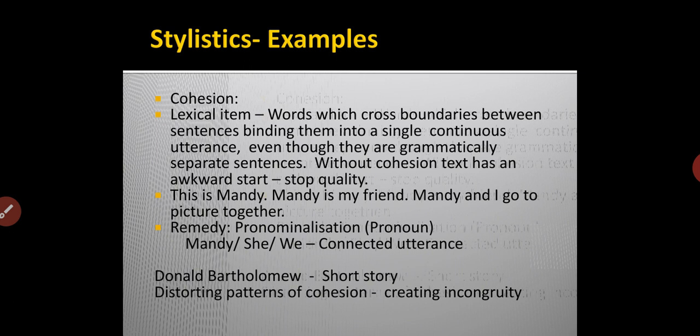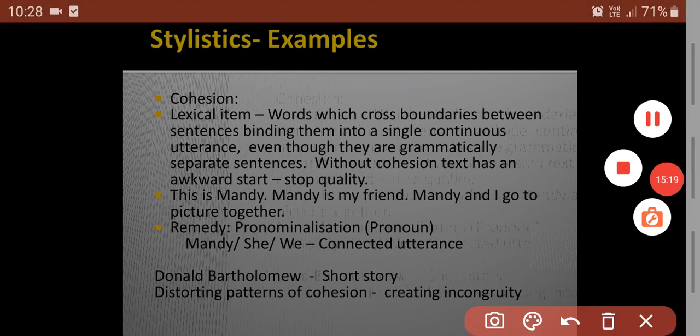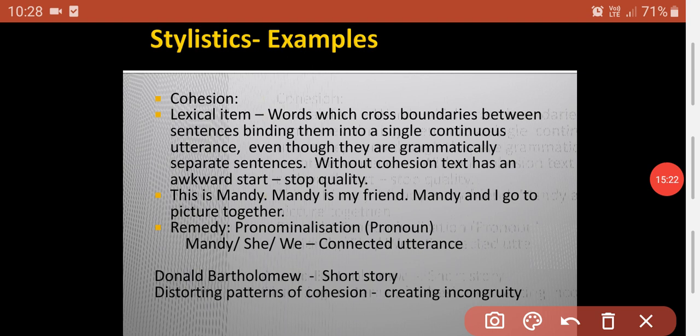So cohesion would be something that carries on the idea through the narrative. It is a lexical item: words which cross boundaries between sentences, binding them into a single continuous utterance, even though they are grammatically separate sentences. It would be better if you go with this definition here. So there are connectives all the time.